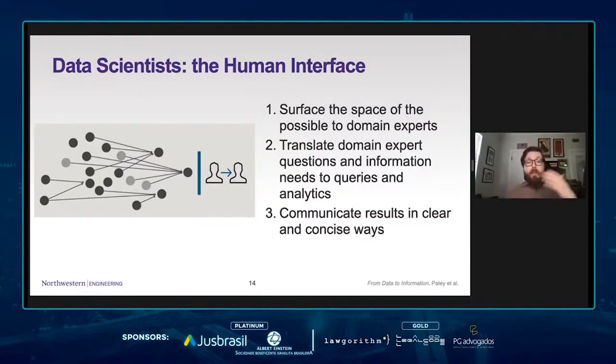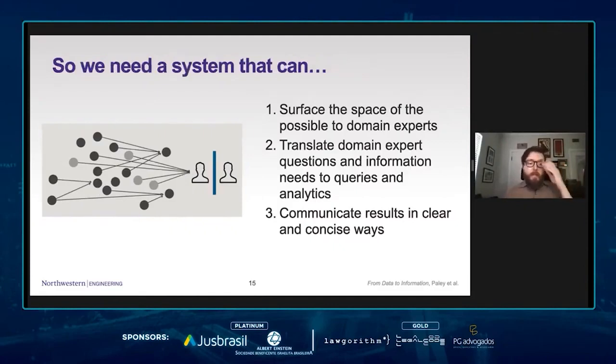So if we want to automate that, if we're trying to build a platform that fills that role, we need a system that doesn't remove the complexity of data science or data analysis. It instead puts as much of the burden as possible on the machine.